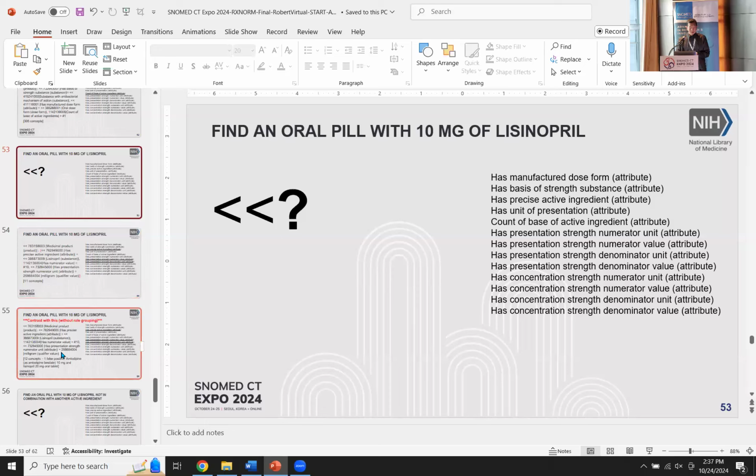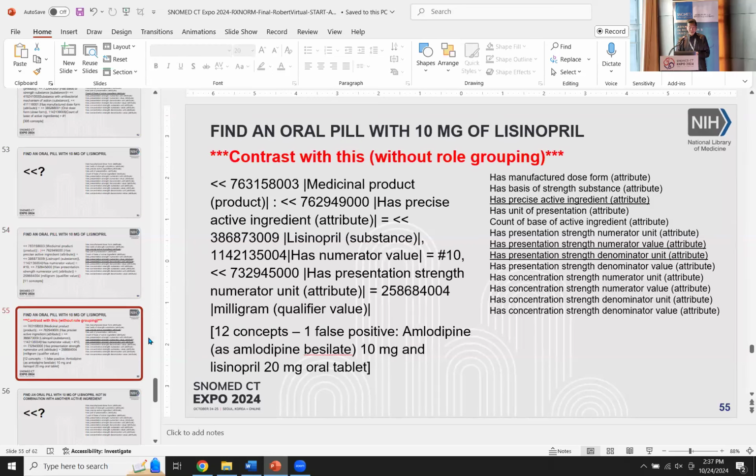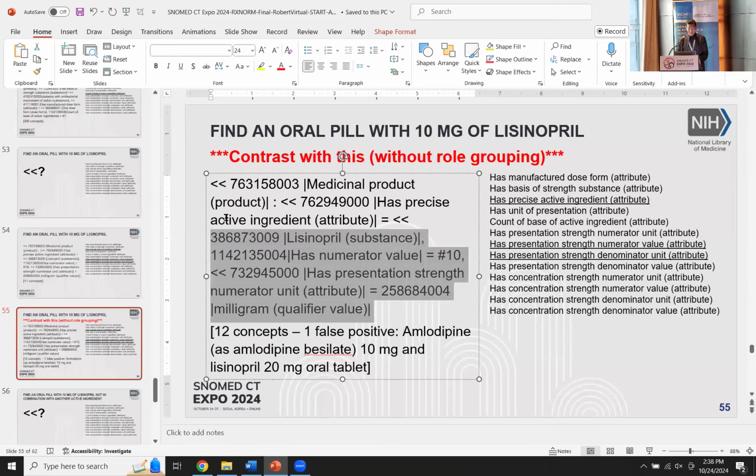So you might be tricked into saying that, okay, maybe we can do this, right? The medicinal product has precise active ingredient, which is descendant or self of lisinopril. The numerator value is 10, and the presentation strength numerator unit is milligram. Of course, we have 10 milligram. So if we execute this, you'll find 12 concepts. Let's do this. I mean, this is kind of fun.